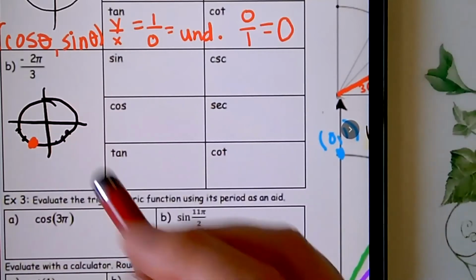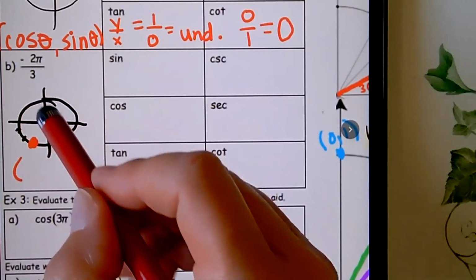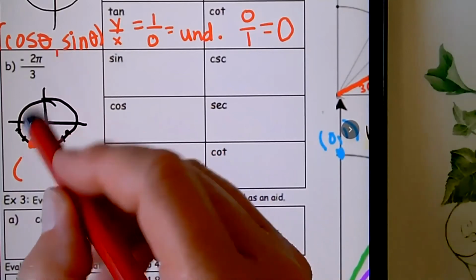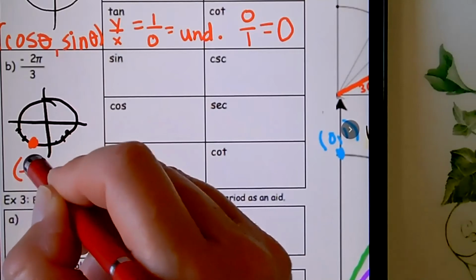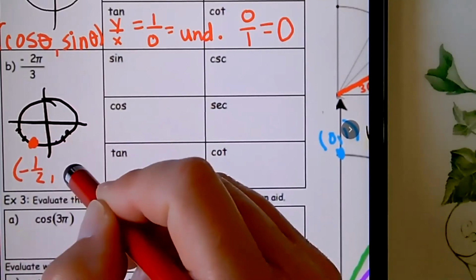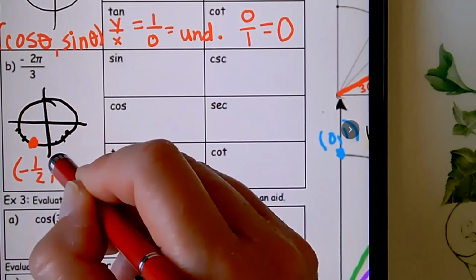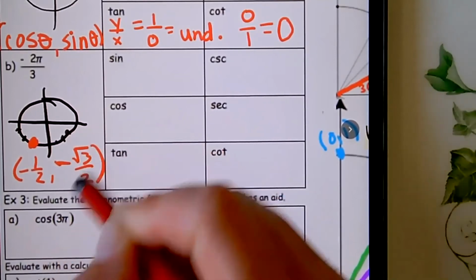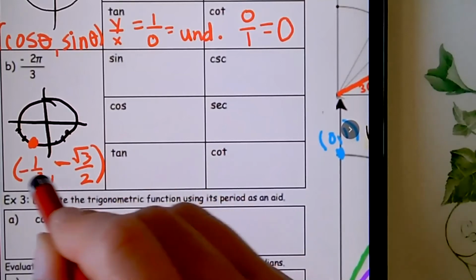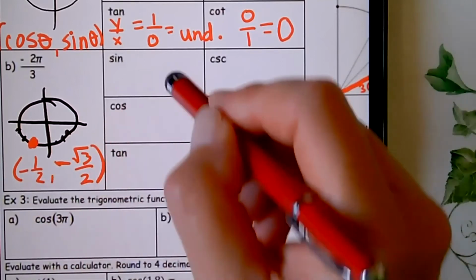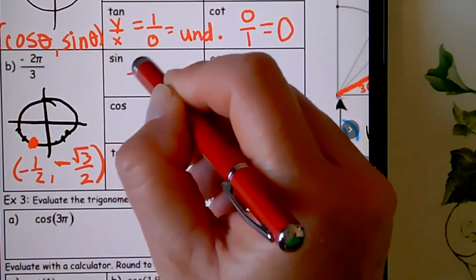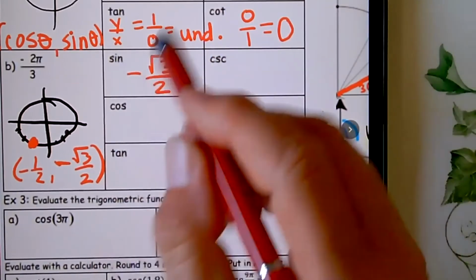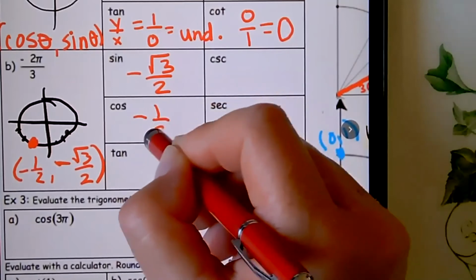That's where I am. And the coordinates of this point, it's short, comma, long. Short, negative 1/2 because it's in quadrant 3. Okay, comma long, negative root 3 halves. That is your x and your y, that's your cosine and your sine. So my sine is a negative root 3 over 2. My cosine is a negative 1 over 2.